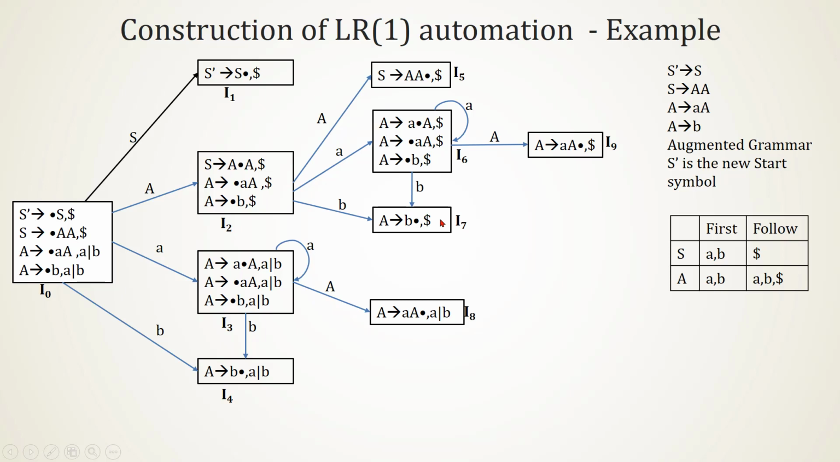In I7 we can't have any transition. I8, we can't have any transition. I9 also, we can't have any transition. So construction of the LR1 automaton is over. Here, what are the final items? Final items are 1, because dot is at the end; 4, because dot is at the end; 5 is also a final item because dot is at the end; 7, 8 and 9 are the final items. So 1, 4, 5, 7, 8, 9 are the final items, in which I1 will have the augmented grammar.